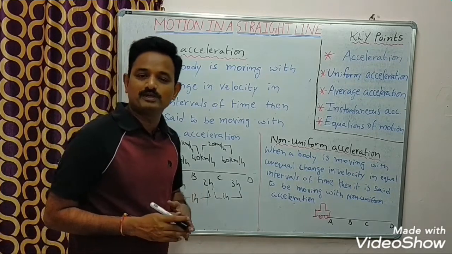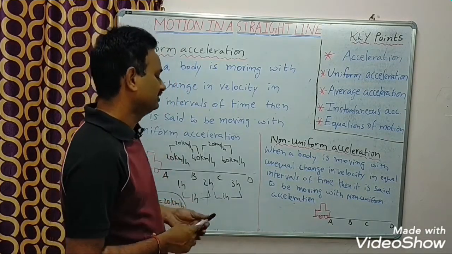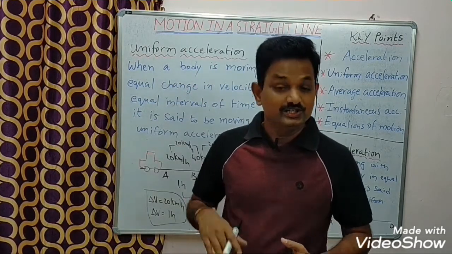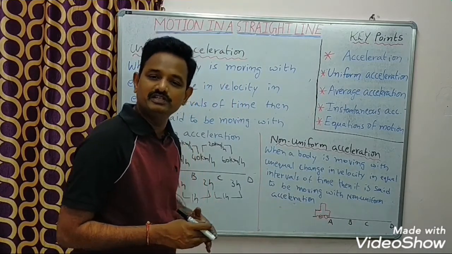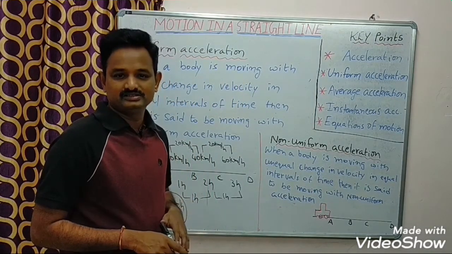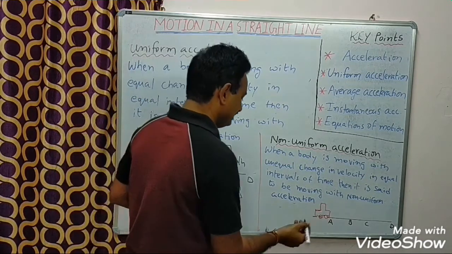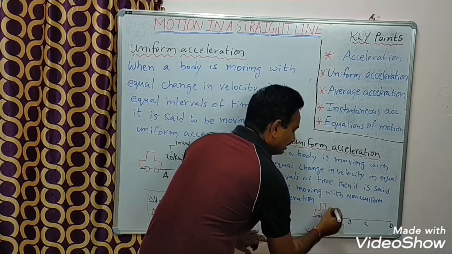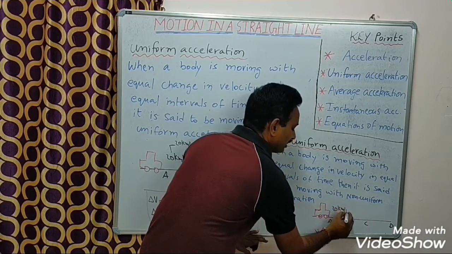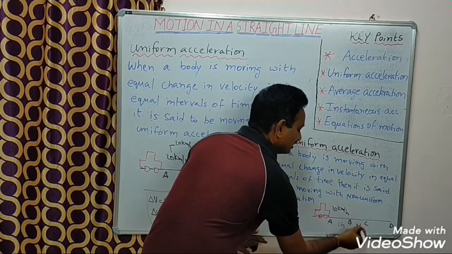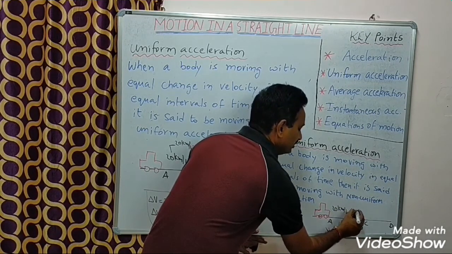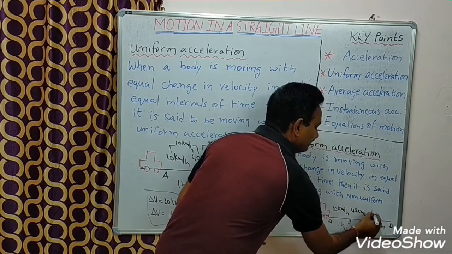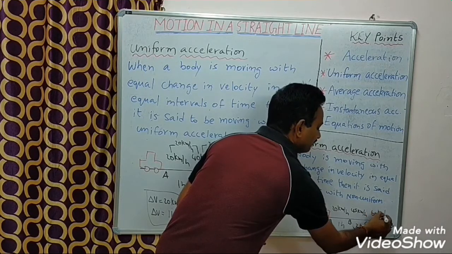Then what about non-uniform acceleration? See here. When a body is moving with unequal change in velocity in equal intervals of time, then it is said to be moving with non-uniform acceleration. See the example here. A car is moving from A to D. It is moving A to B in the first 1 hour with a speed 20 km per hour, B to C in the second hour with a speed 45 km per hour, and C to D in the third hour with a speed 60 km per hour.